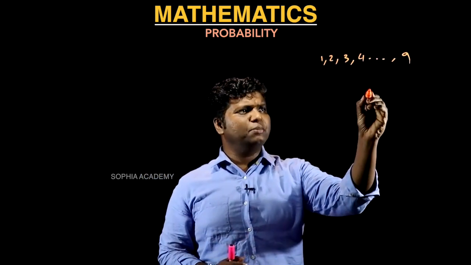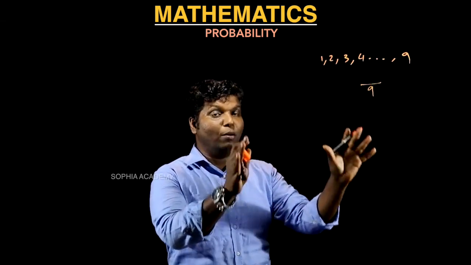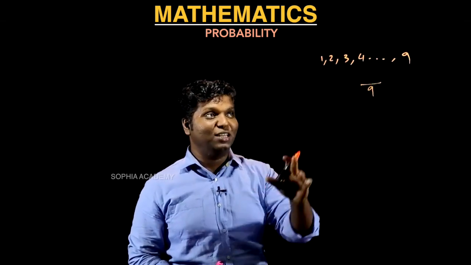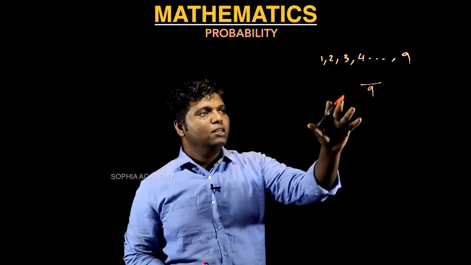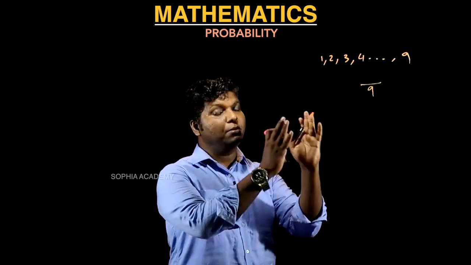So here tell me, what is the total number of outcomes? It is 9. So let us keep that in mind. 9 will be coming in the denominator part because it's a 1 mark question, so very fast we are going to get into the question. That's why I'm writing like this. Okay. So there are total 9 outcomes. You can see from 1 to 9 there are 9 numbers. So the total outcome is 9.